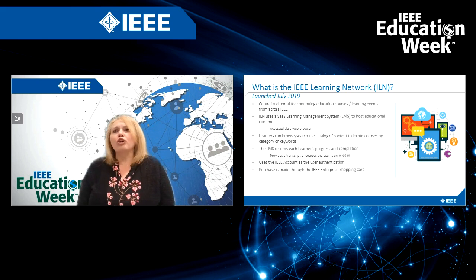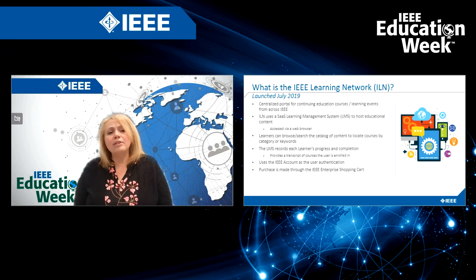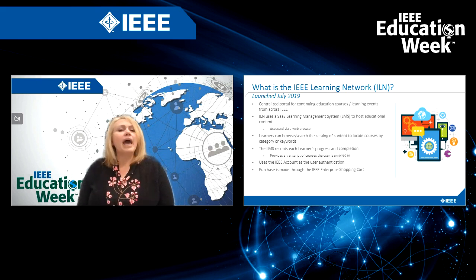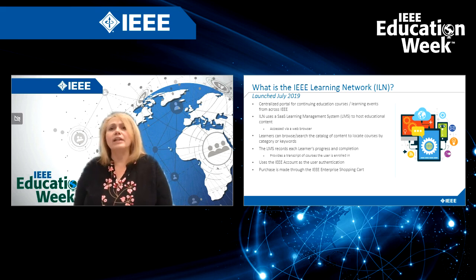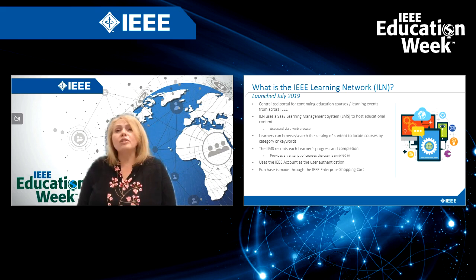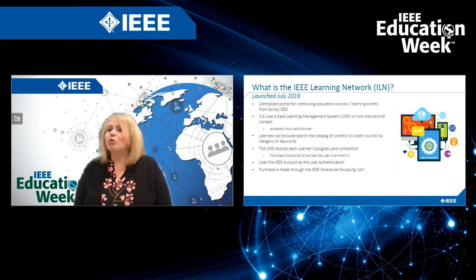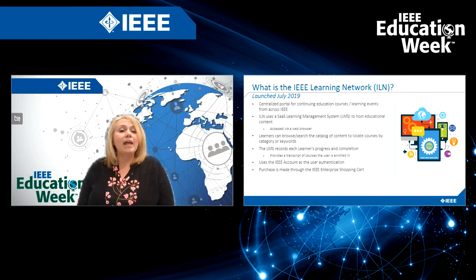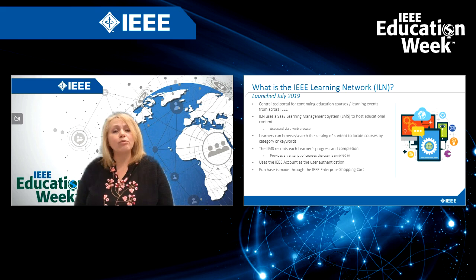Any learner can browse and search our catalog of content and locate courses by a particular category or a keyword or phrase. And what's wonderful is that the learning management system records each learner's progress of completion. They can look at their transcript at any time and take a look at courses that they're currently enrolled in, courses that they've completed, and it shows a proof that they've finished or are enrolled in that content. What's very nice is it also uses your IEEE web account as user authentication. So if you're a member or you have a customer account already, that's the same account that you would use for the ILN. And what's also nice is that purchases of content are made right through the IEEE Enterprise Shopping Cart. So the same place that you purchase any other content through IEEE, it's the same shopping cart.